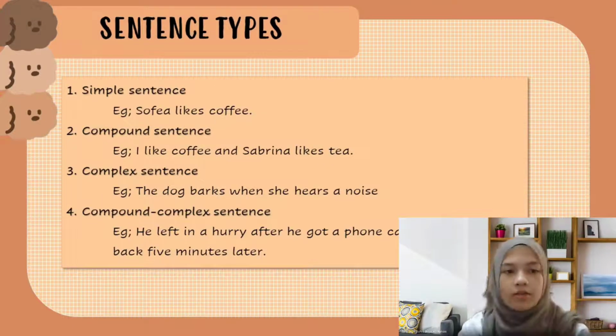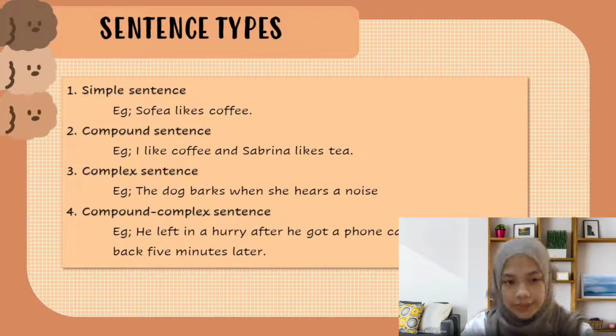So next, we move to the sentence types. First one, simple sentence. Simple sentence consists of one independent clause. An independent clause contains a subject and verb and express a complete thought. For example, Sofea likes coffee.